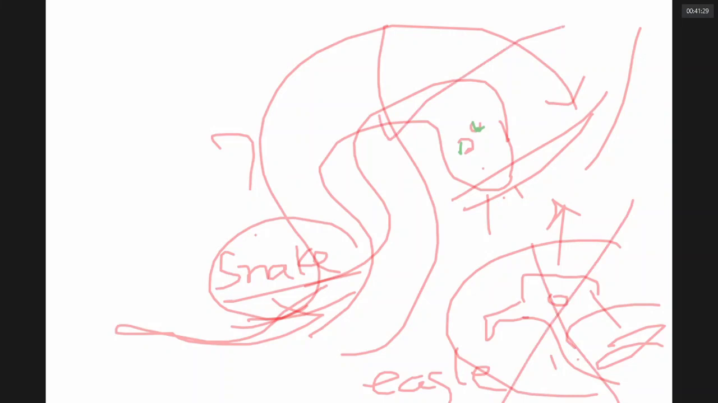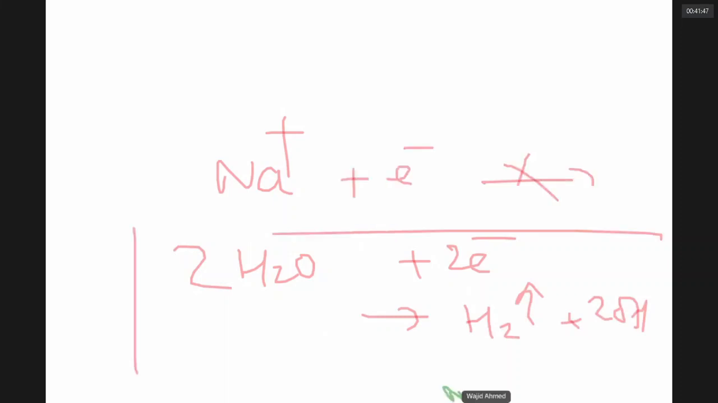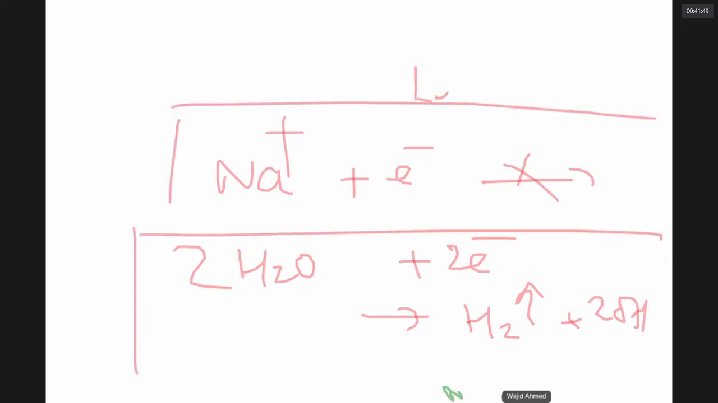So, sir, when there is Na plus and water, if there are electrons, water will take electrons and become hydrogen gas. Sodium will be crying. It cannot take electrons, because it has less reduction potential. Is that fine?